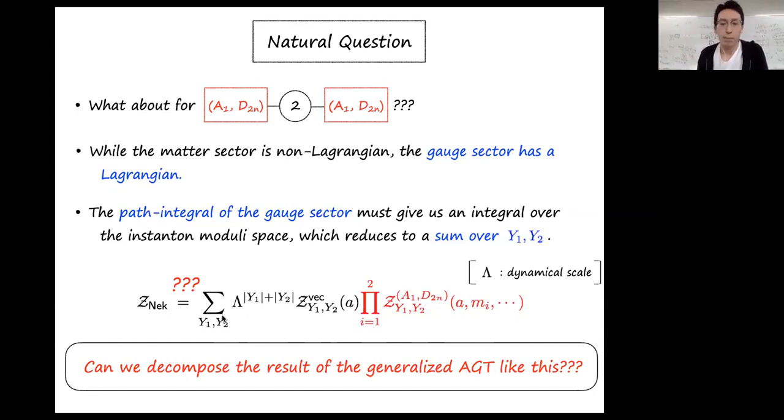That's my question today. And if that's possible, that would be nice, because from that decomposition, you could read off this factor, which is supposed to be the result of the path integral of this non-Lagrangian theory. You can't compute it by four-dimensional analysis because you don't have a Lagrangian, but you could compute this factor from the 2D analysis, or decomposing the generalized AGT result. So the question is, isn't it possible to decompose the result of generalized AGT in this way? Okay.